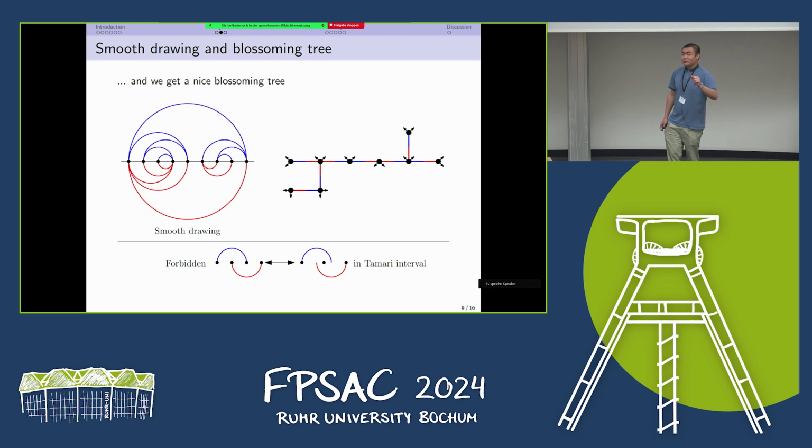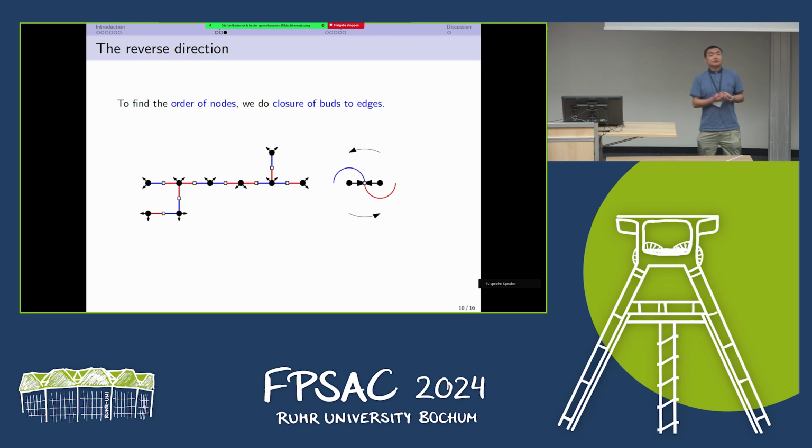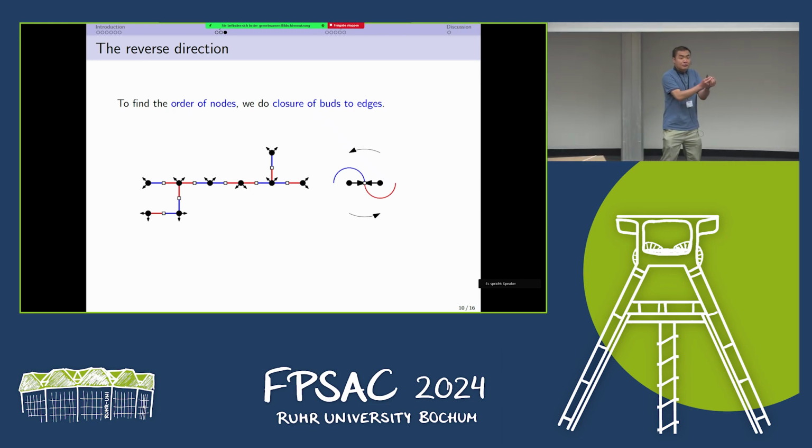Now, we want to go back in the other direction. What do we do? Well, we have a tree. And what we only need to do is to find the order of the nodes on the horizontal line. And how do we do that? Well, we look a bit locally on the licorice drawing. We see that we need to match the buds with the middle of edges. And we need to do it again in a counterclockwise way.